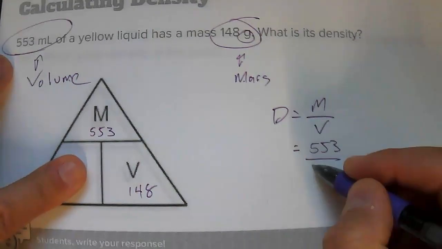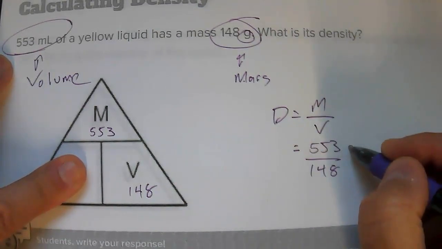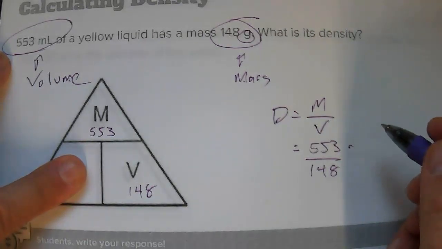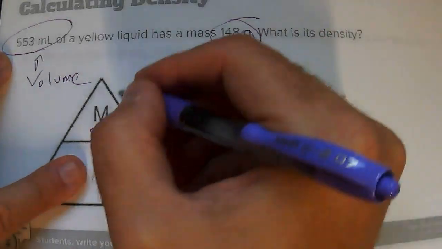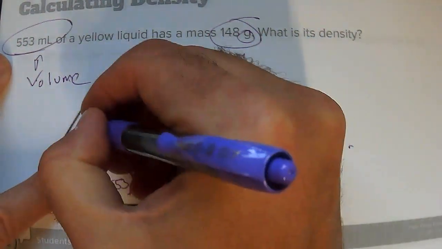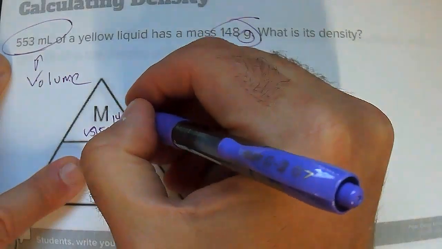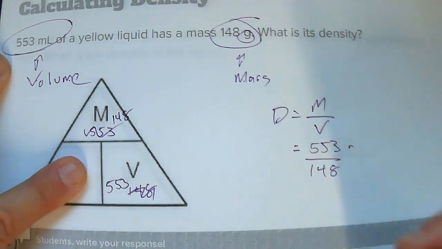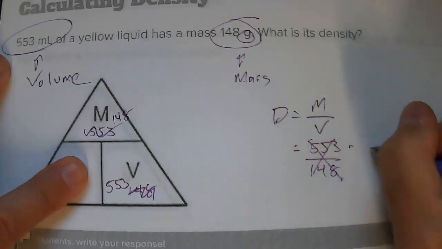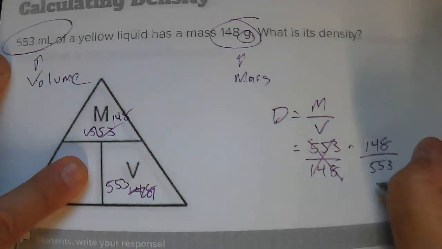553 over 148. This is, look, I even got it backwards. This is a volume, so this is 553. This is a mass, 148. I wrote it right, but I plugged it in wrong. Mistakes happen, that's fine. So we're going to just fix our mistake. 148 divided by 553.